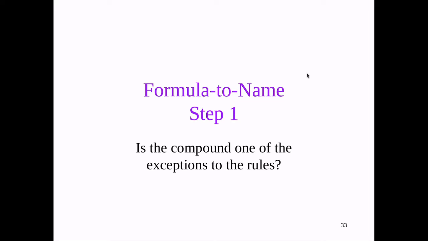So if we get a formula, we need to be able to name it. If we're given a name, we need to be able to derive the formula from it. There's a procedure to doing this from formula to name. Our step one is we're going to ask ourselves, is the compound one of the exceptions to the rules?